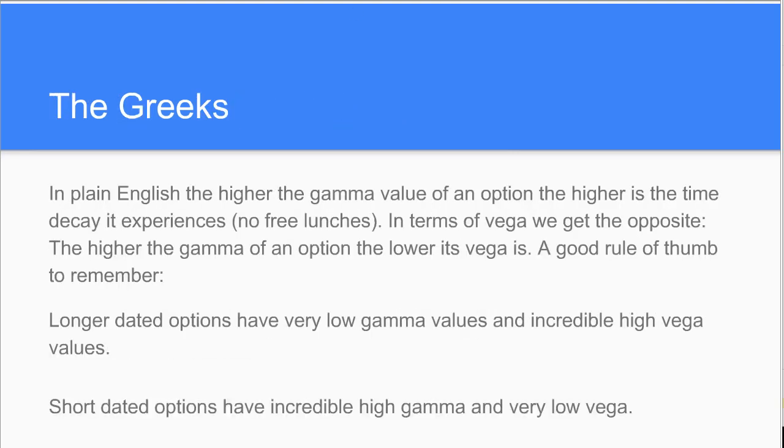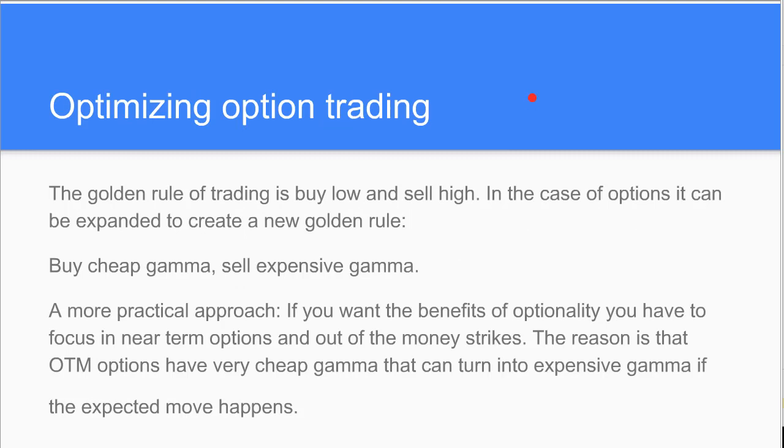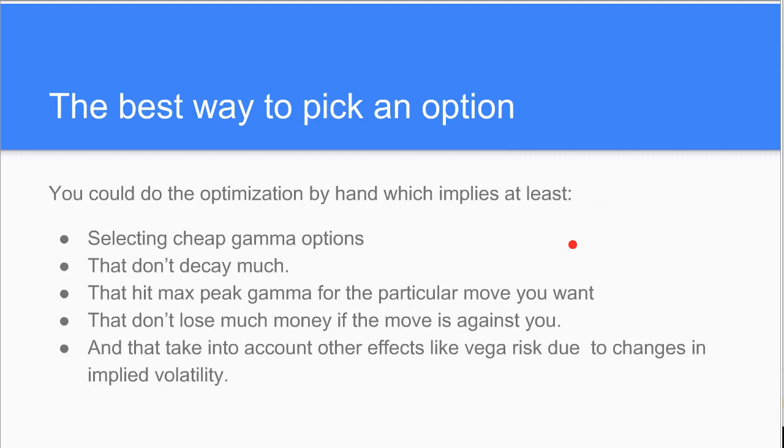Okay, so sorry for the detours, but I like the questions. No, I really like the questions. So okay, now how do we optimize this by hand?